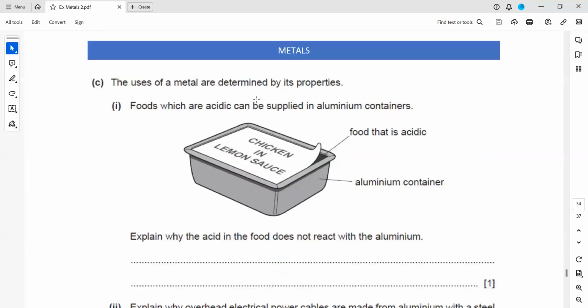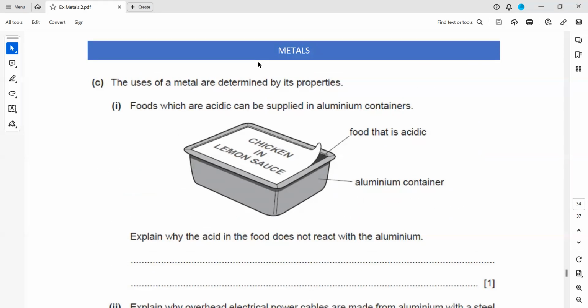In part C, the uses of a metal are determined by its properties. Food which is acidic can be supplied in an aluminum container. You have seen how different restaurants provide food in aluminum containers, not the foil. The foil is there just to keep it warm. So the food is acidic, and it is in an aluminum container.